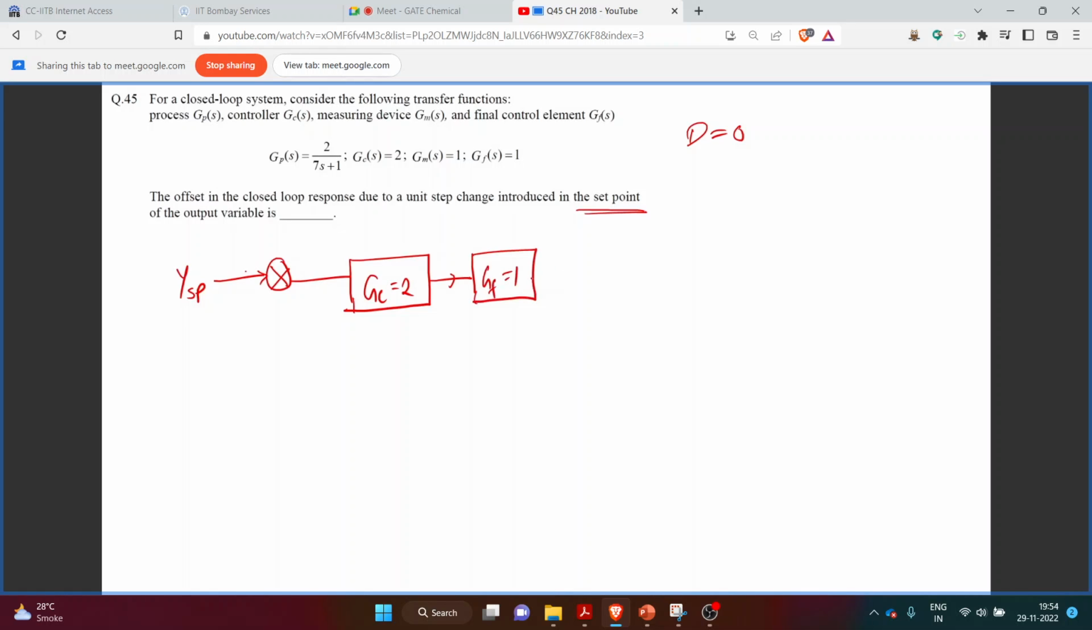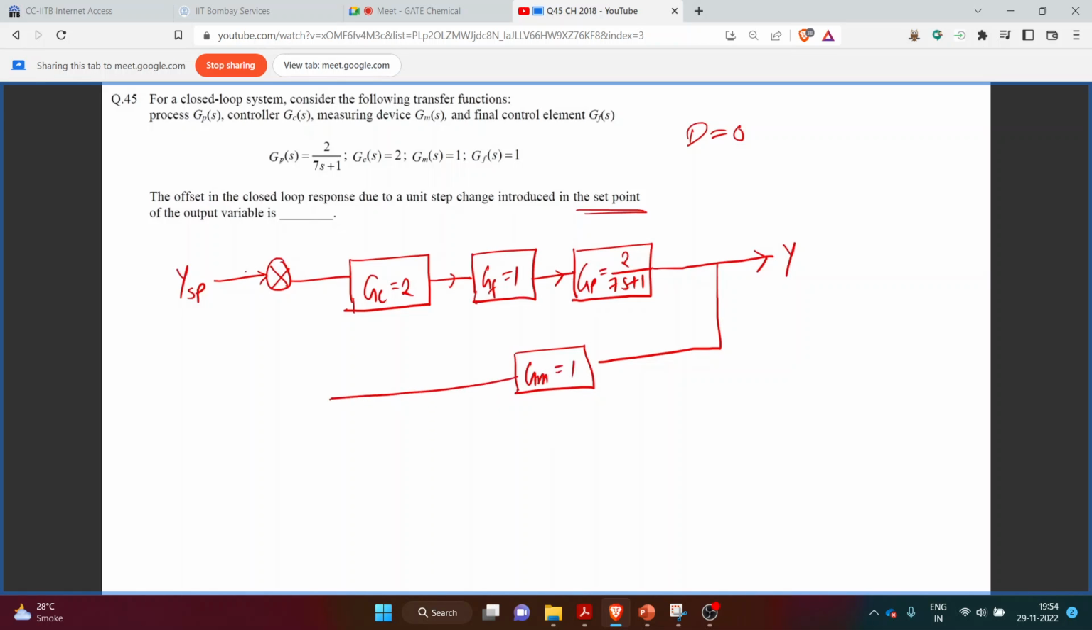is equal to 1, and at last we will have the process transfer function, that is GP is equal to 2 upon 7s plus 1, and then we will take the output. Now again we will have a feedback loop which will measure this output Y, and its transfer function is GM is equal to 1, that we will be adding over here.